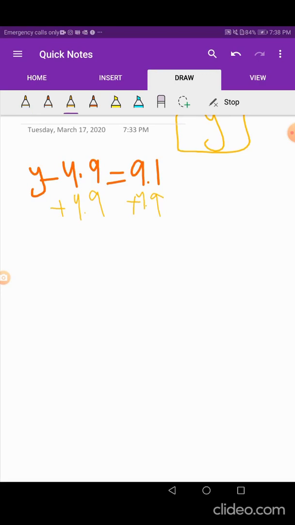Now, negative 4.9 with positive 4.9 will cancel each other, right? What do we have left over here? We have only y equals. What's 9.1 plus 4.9? It equals 14.0.